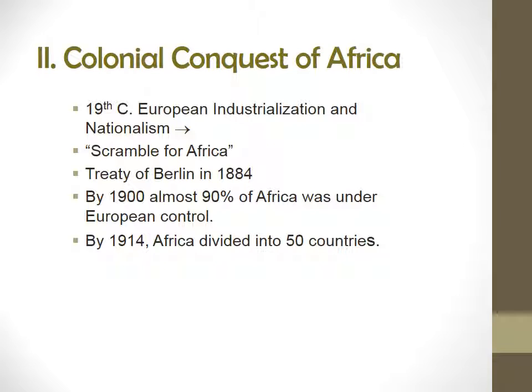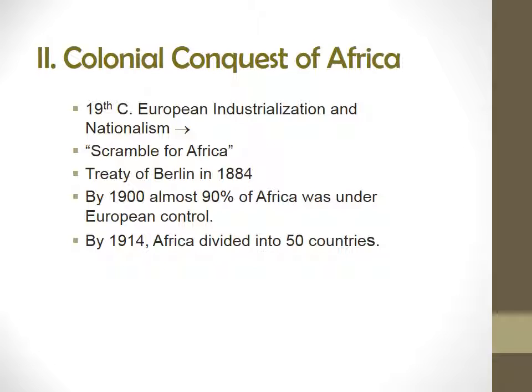So these two things together, plus the idea that many Europeans had that they were the most advanced civilization in the world, and they needed to therefore, quote unquote, enlighten and civilize other people, led to what has become known as the scramble for Africa. This began in 1884 when German Chancellor Otto von Bismarck called together the major Western powers of the world at that time for a conference in Berlin.